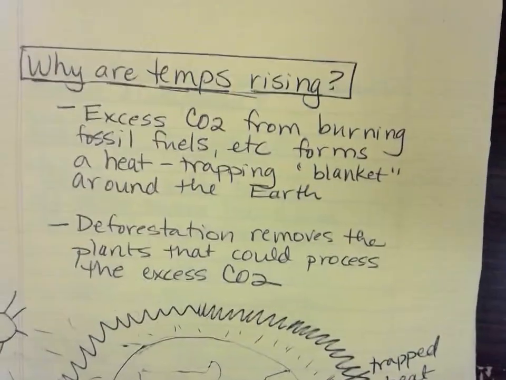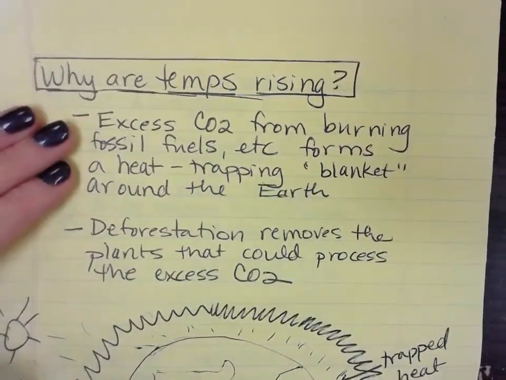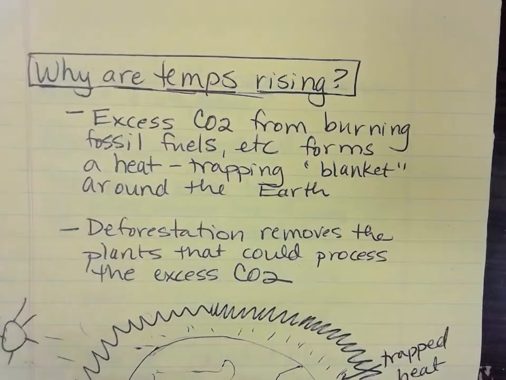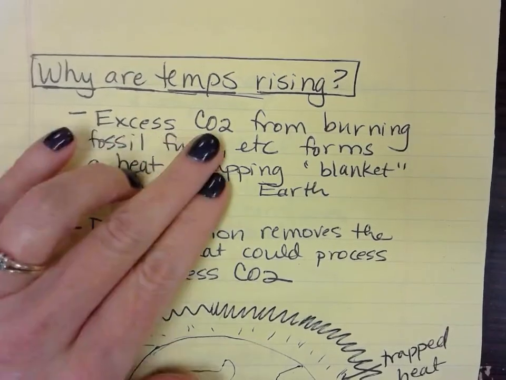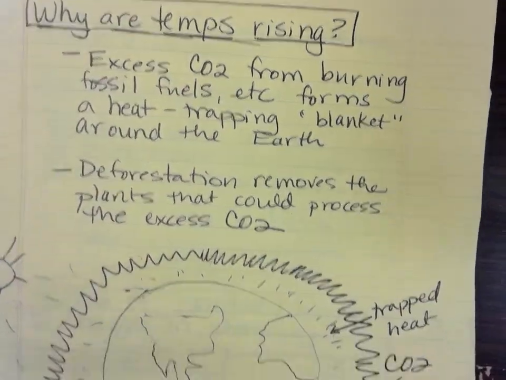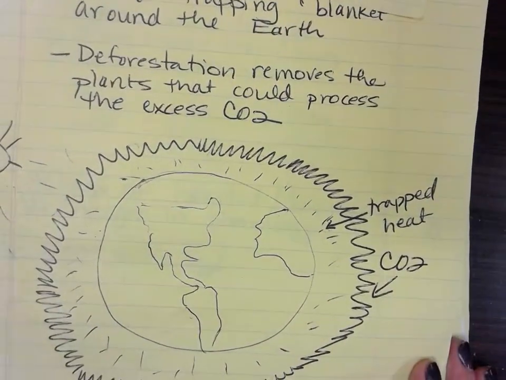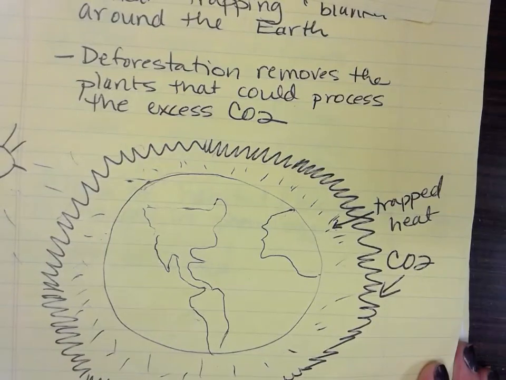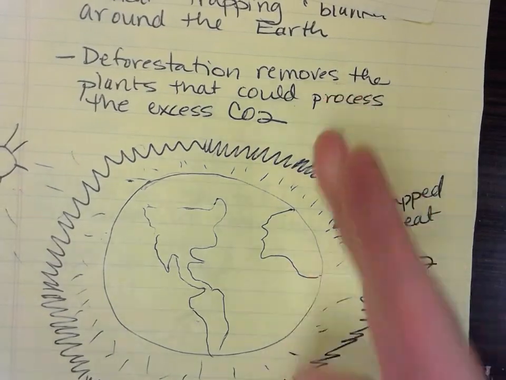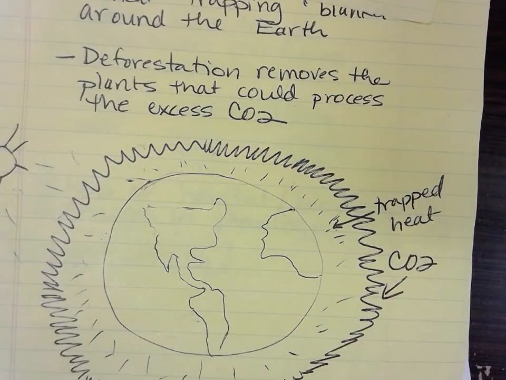We then talked about how that excess CO2 is the cause of the temperature rise. And remember, this is not ozone. We're not talking about ozone in this particular unit. We're talking about an unwanted blanket of CO2 holding in heat around the Earth. Remembering that deforestation is the very thing that is exacerbating the problem, besides burning of fossil fuels. We're removing the plants that could actually process all this excess CO2.